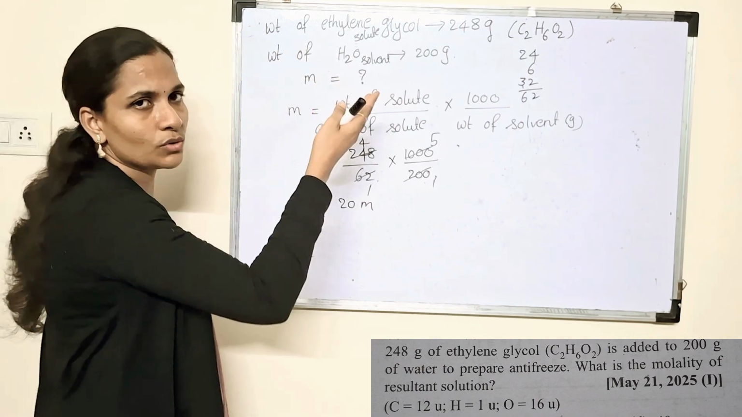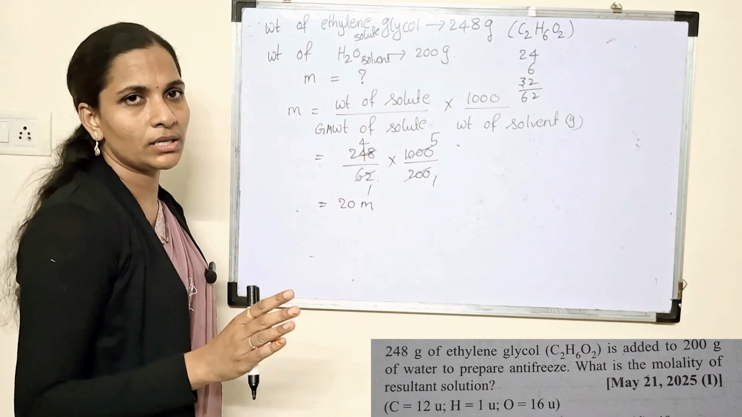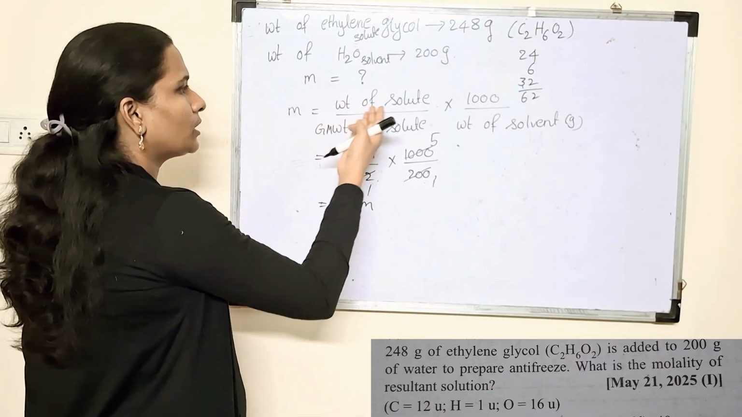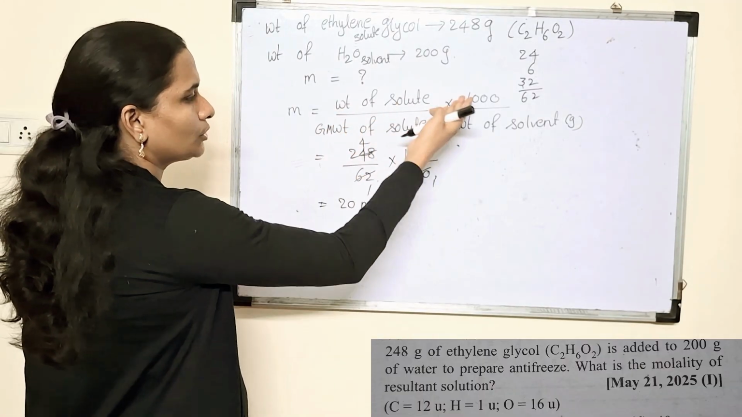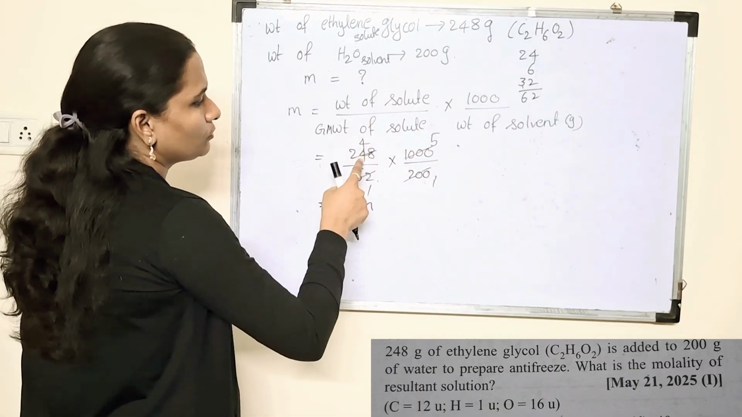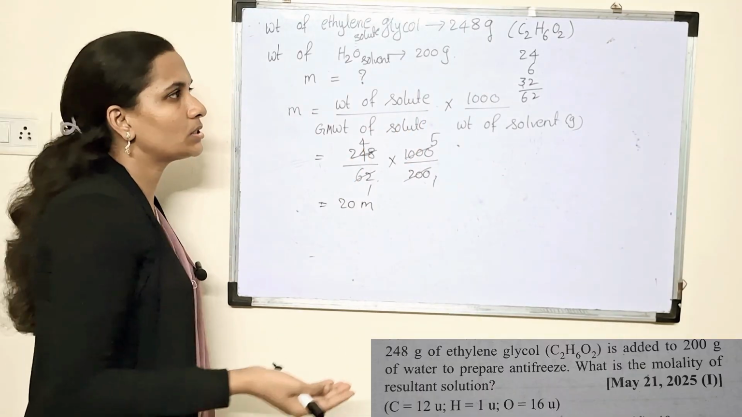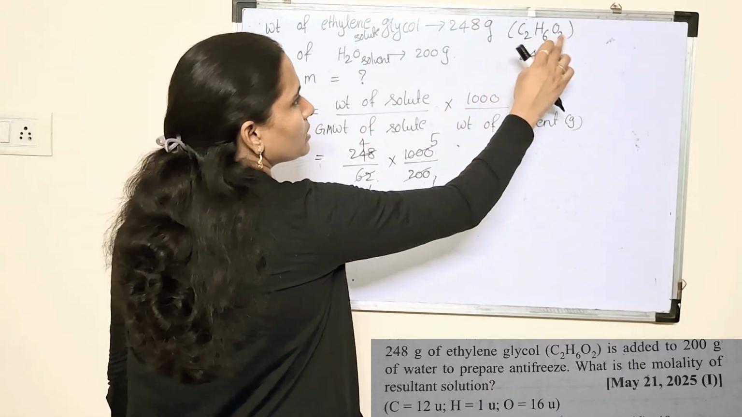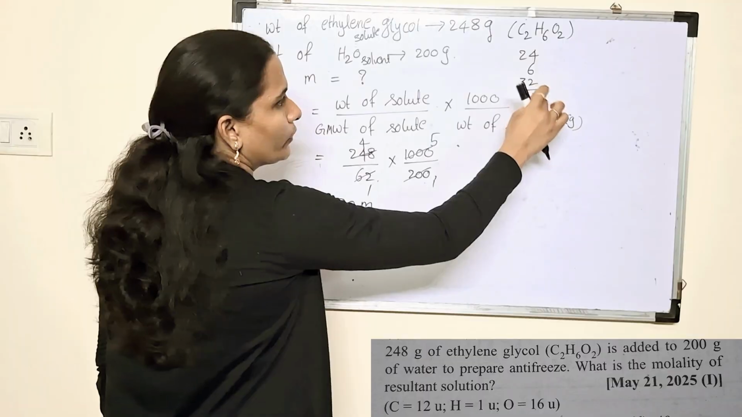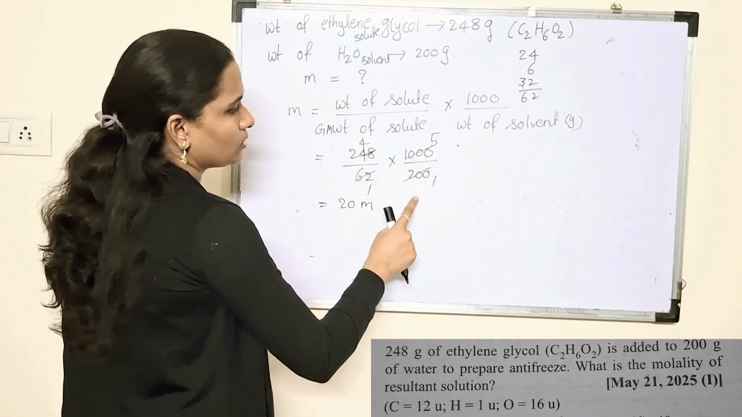They gave the weight of solute and the weight of solvent. What is the molality they are asking? The molality formula is weight of solute by gram molecular weight of solute into 1000 by weight of solvent. Here the weight of solute is 248. For the gram molecular weight of solute, they gave the formula, ethylene glycol C2H6O2, so the weight will be 62. So 62 into 1000 by weight of solvent, which is 200.